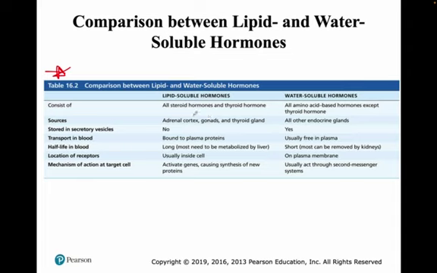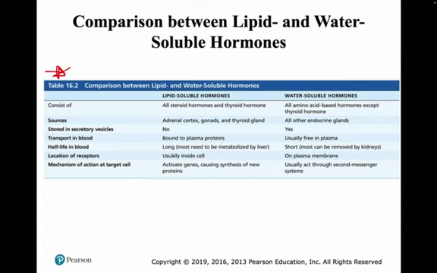What are the sources of steroid hormones? Adrenal cortex, gonads, and of course thyroid hormones come from the thyroid gland. Everything else is amino acid based. Are lipid hormones stored in secretory vesicles? No, but water soluble hormones can be. How are these transported? We just discussed that lipid soluble hormones are bound to plasma proteins, which are their carriers, and water soluble hormones do not have any carrier.